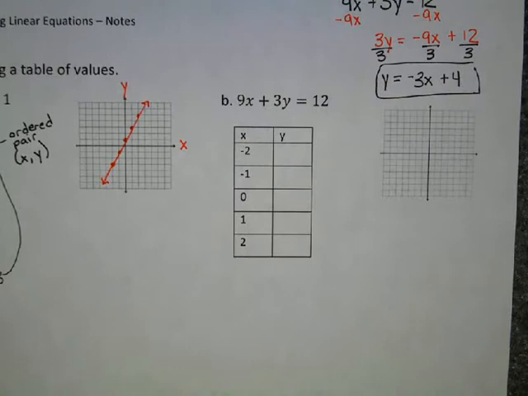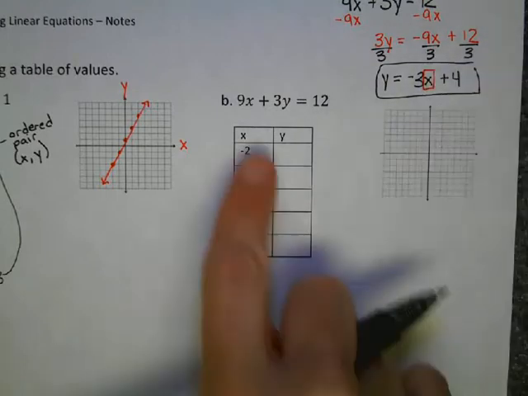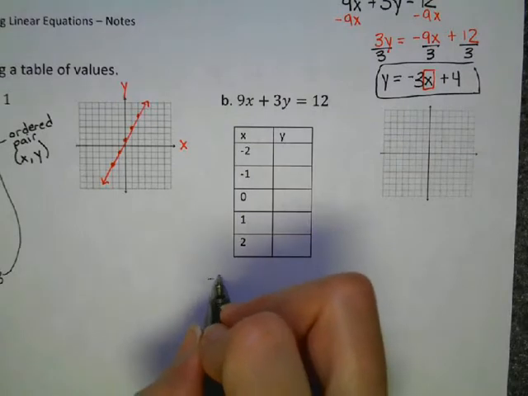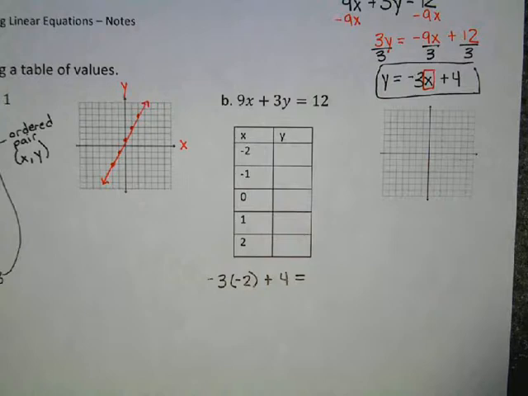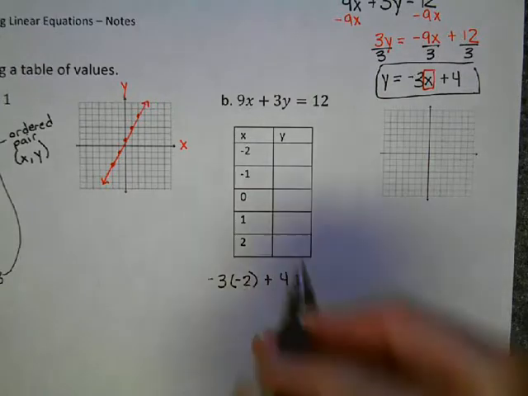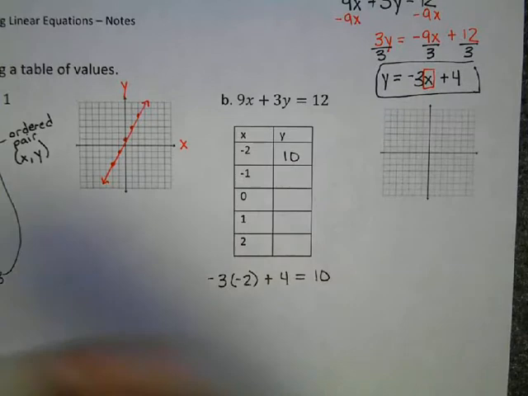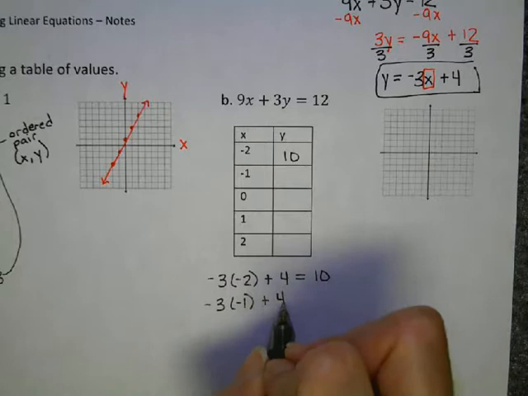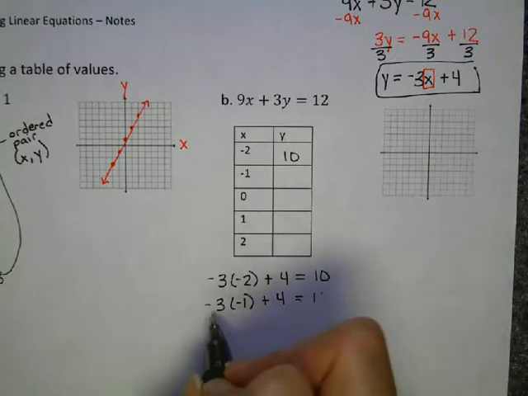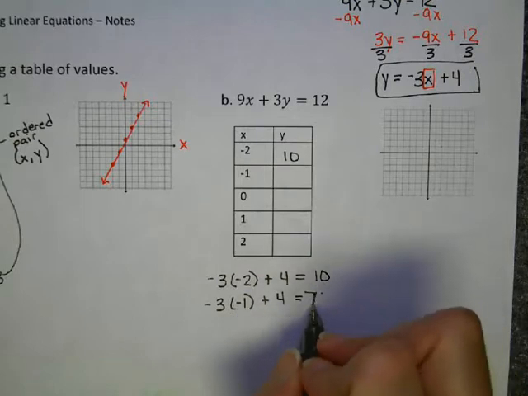So the first x value they want to plug in, right here now is my x. I'm going to replace the x with these numbers. So negative 3 times negative 2 plus 4. That's 6 plus 4 is 10. Okay, so I'll put that in the table. Next I'll plug in a negative 1. Negative times negative is positive 3, plus 4 is 7.